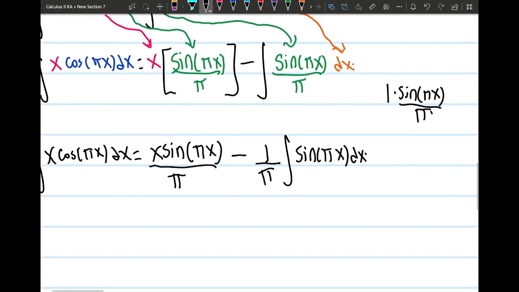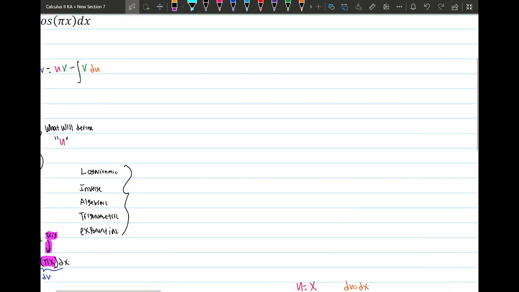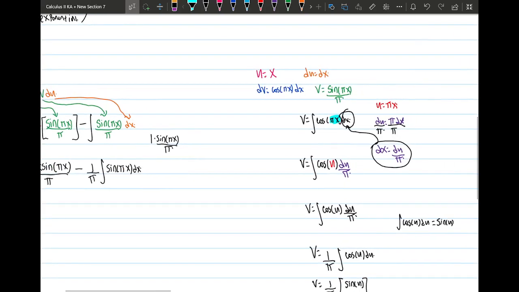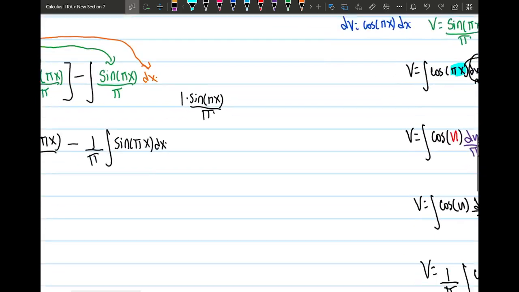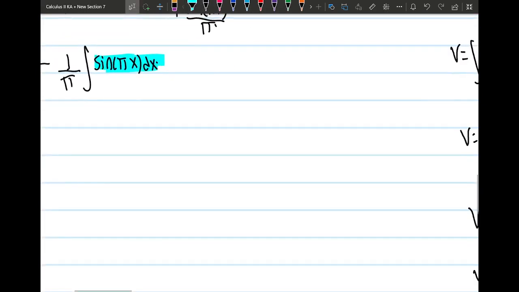Okay, we're almost done, but not quite yet. We need to find the integral now of sine of pi x. So now we need to integrate this. And again, I'm going to do that separately. So this part here, I'm just going to say it right now, I'm going to do it separately.